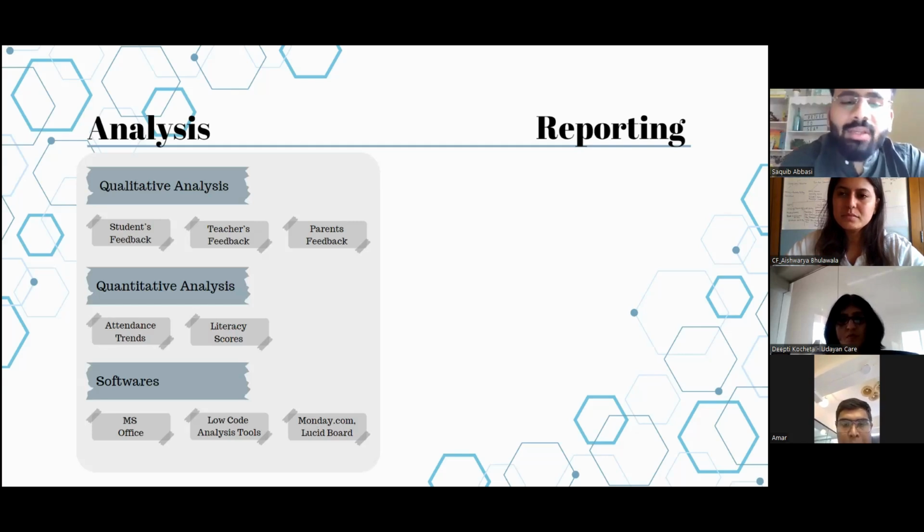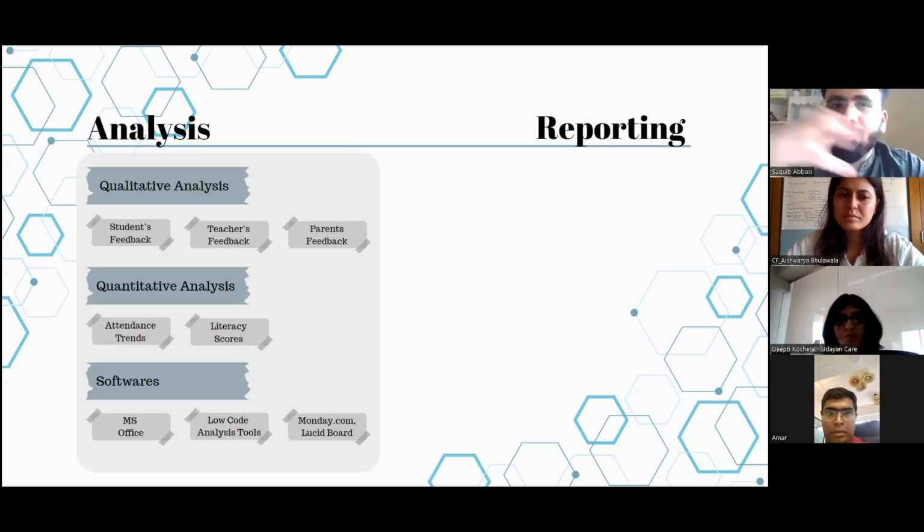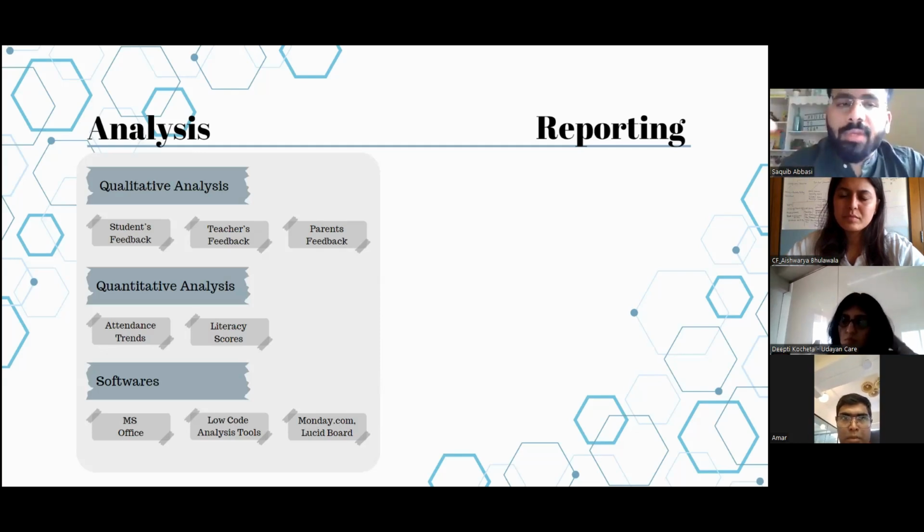Other software that might actually be useful in our case might be some other low code analysis tools, like, as I mentioned, Power BI dashboards, Tableau, and other things. And something that, from a program management point of view, like deploying Lucidboard, Monday.com. That's broadly the analysis part of it.